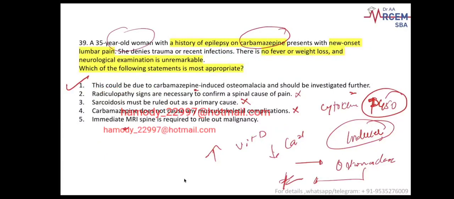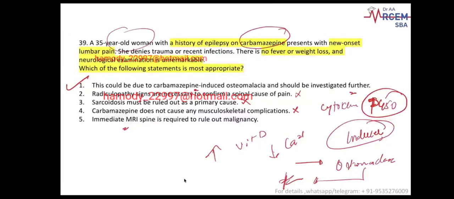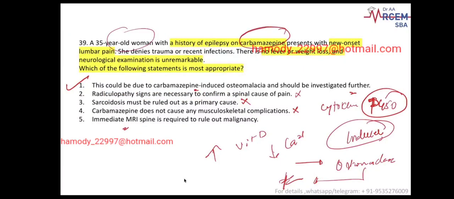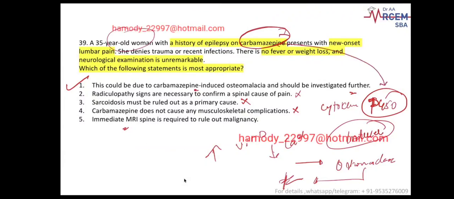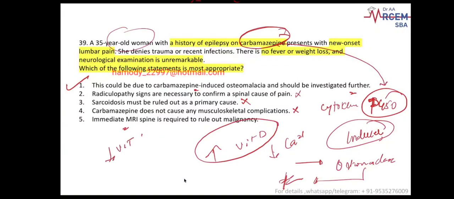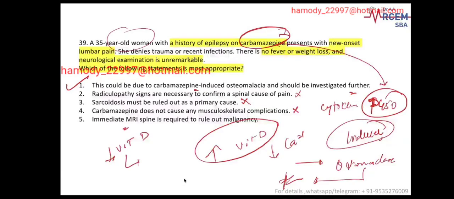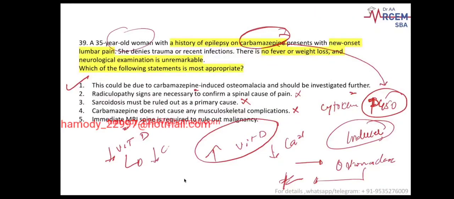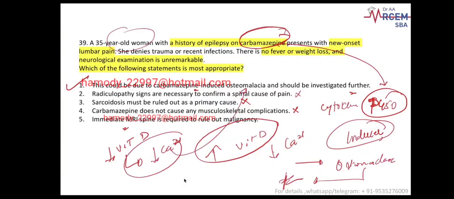Remember what will happen in this individual. Because the individual is taking carbamazepine, a cytochrome P450 inducer, there will be increased metabolism of vitamin D, which will result in decreased levels of vitamin D because it is getting metabolized fast. This will cause decreased absorption of calcium, resulting in low calcium levels. This low calcium will result in osteomalacia. Okay, you need to be thinking in this manner.